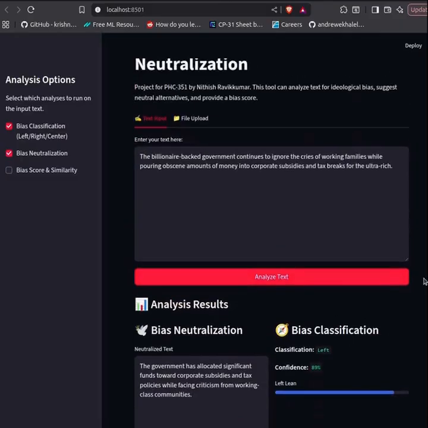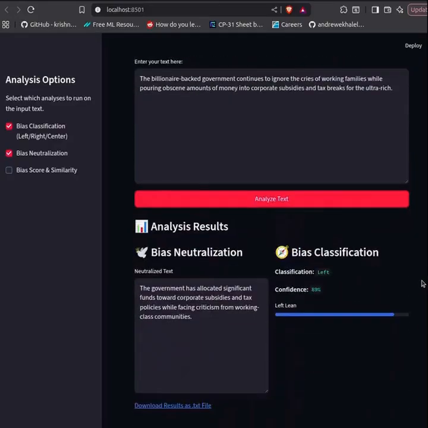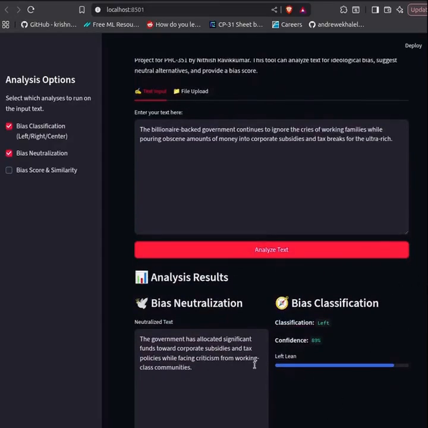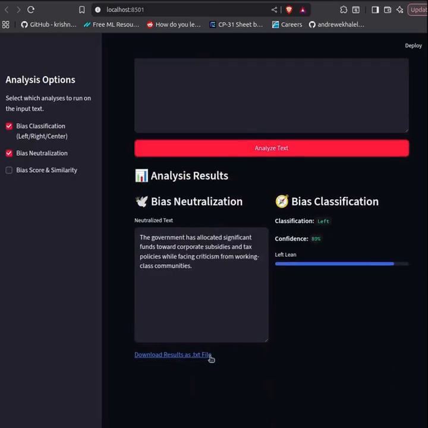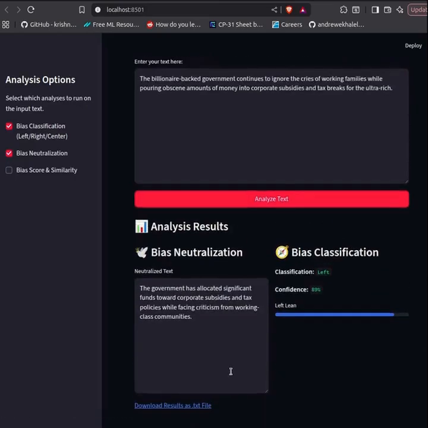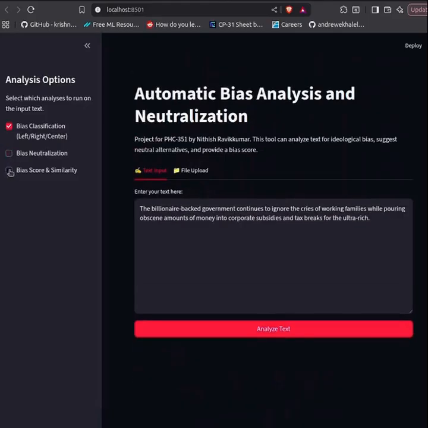This input is shown to be left leaning, and the model has given the output, which is said to be the neutralized text. This can be downloaded in txt format. Also, if I want to look at the bias score and similarity, I can choose the appropriate option from the sidebar.